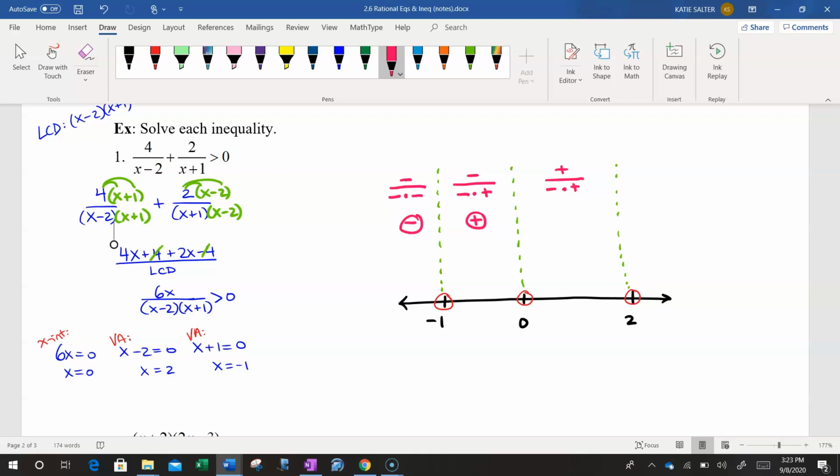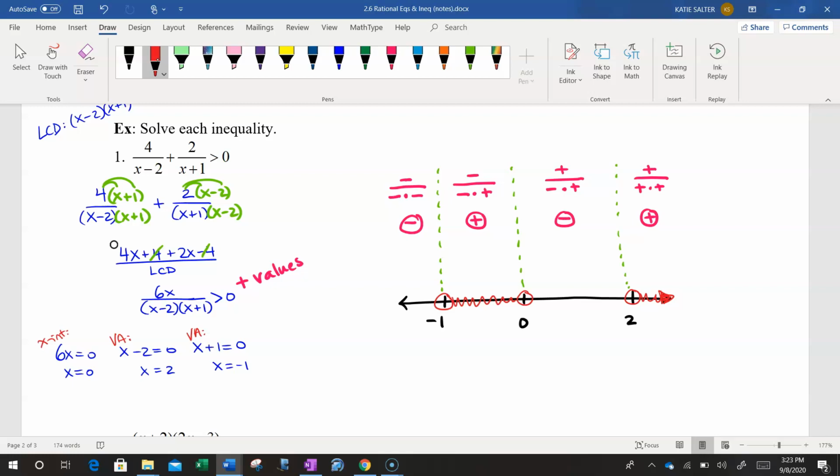So a positive divided by a negative is going to make this section negative. And then if we do the same thing for the last section, we end up with positive divided by positive times a positive, so this section's positive. Since we want to know when this expression is greater than 0, we are looking for positive values. So any section that was positive, that's where we're going to shade. So we're going to end up shading between -1 and 0, and then from 2 on to infinity.